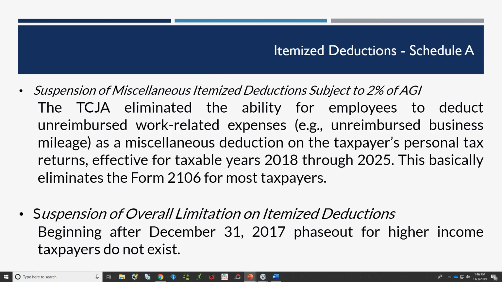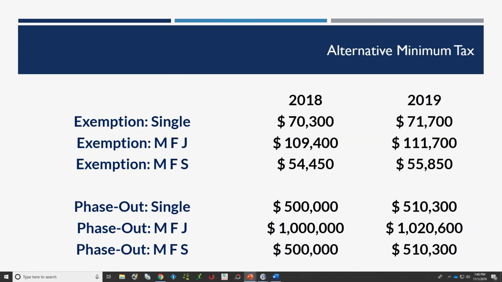So the suspension of the overall limitation on itemized deductions. Beginning after 2017, the phase out for higher income taxpayers does not exist. There is no cap on the amount of itemized deductions that you can take any longer. AMT. So we saw about a $1,400 increase across the board for AMT for the exemptions. The phase out went up about $10,300 per person.